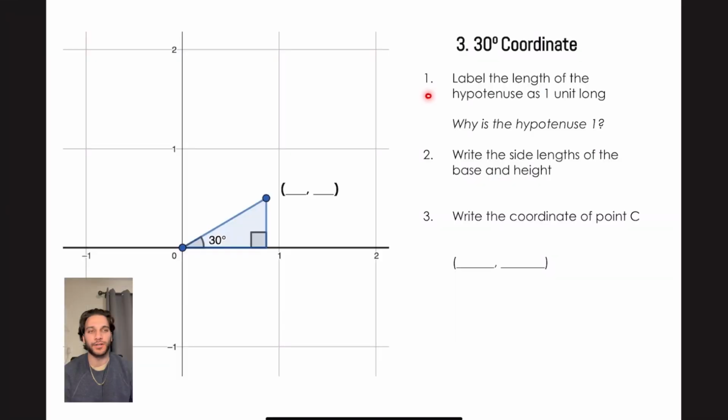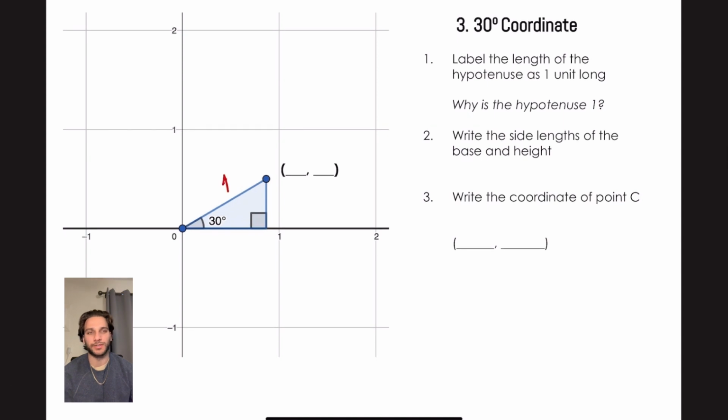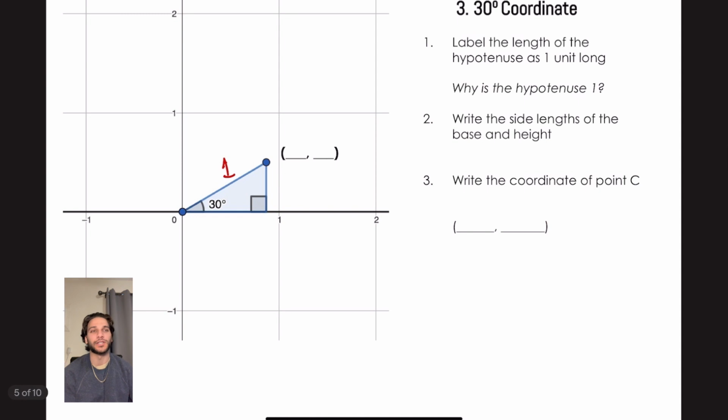We're going to graph this triangle, and the first step is to label the length of the hypotenuse as 1. So I'm just going to write 1 right here. And the question then says, why is the hypotenuse 1? And that's because the radius of the unit circle is 1. So that's why we're using it as our hypotenuse length. Just like on the 3, 4, 5 triangle, the hypotenuse was 5, so was the radius of that circle. So the distance around this circle is going to be 1, radius-wise.